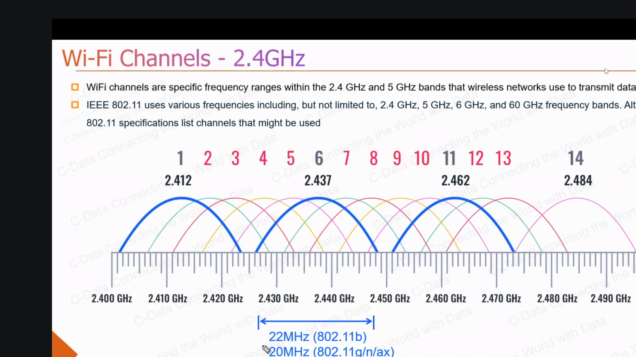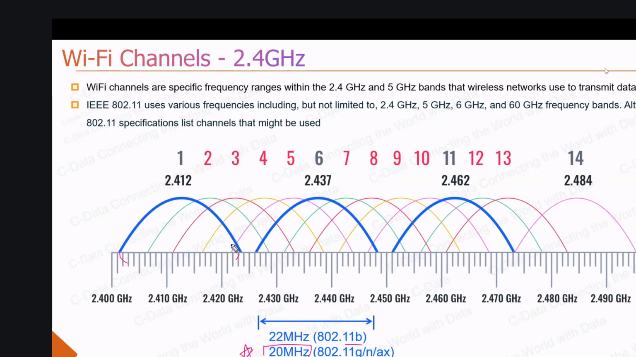Sometimes in the old time, in the old standard 11B, it was 22 megahertz for one channel band. But after that, 11N, you see, 11N is Wi-Fi 4, right? So actually, from Wi-Fi 4, they use 20 megahertz for one channel band. Okay, you remember this one. Let me show you the last slide. What is this? And then they have a graph. This graph is 5 megahertz.